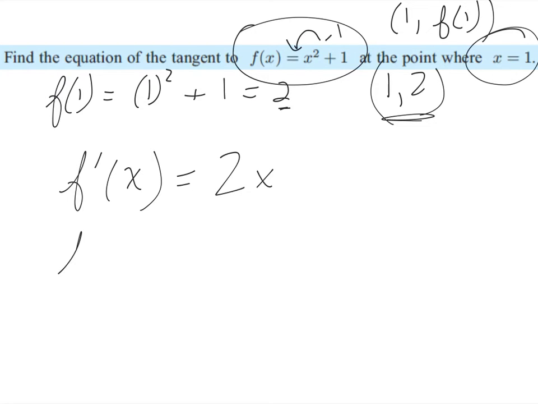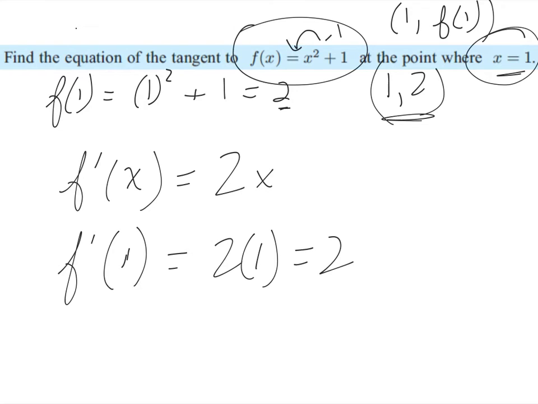So now we can find our derivative at a from our other previous slides where our formula is, and a for this one is 1. So we're going to find f prime of 1, and when we plug that in, we get 2 times 1, which is 2. So the tangent has an equation of y minus 2 over x minus 1, and that is equal to 2.